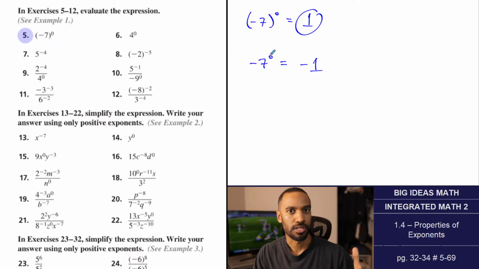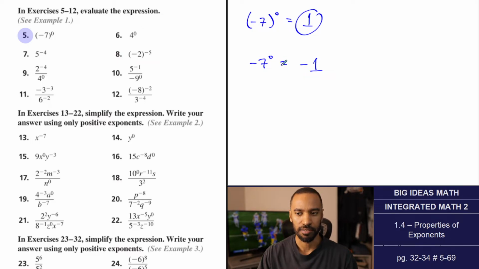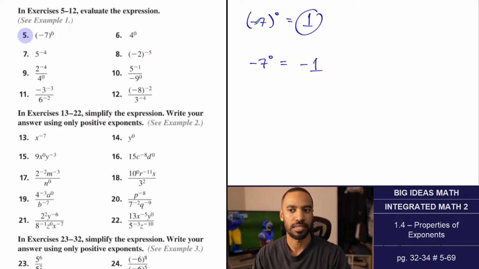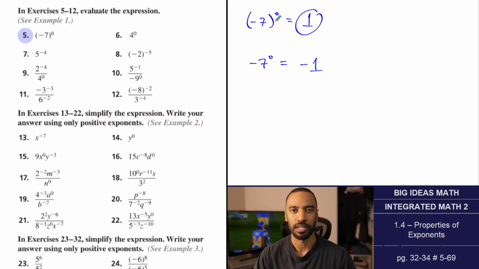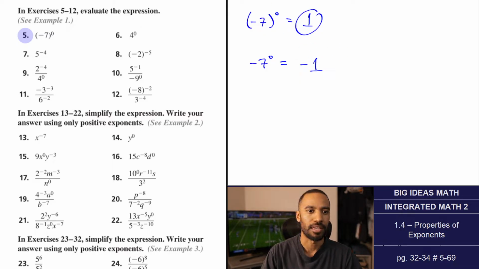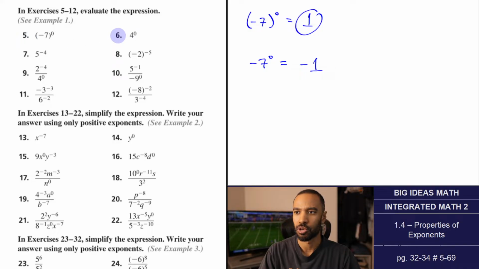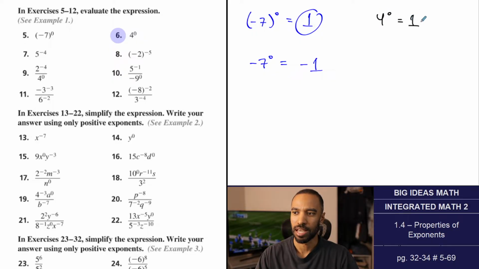Because of order of operations, 7 to the 0 is 1. Opposite of that's -1. Because this is in parentheses, this is the number we're raising to the 0 power. That's what gives you 1, as any non-zero number to the 0 power is 1. Anyway, that is number 5. Number 6, 4 to the 0 power is also 1. I don't have much to say to that other than that's what it is.